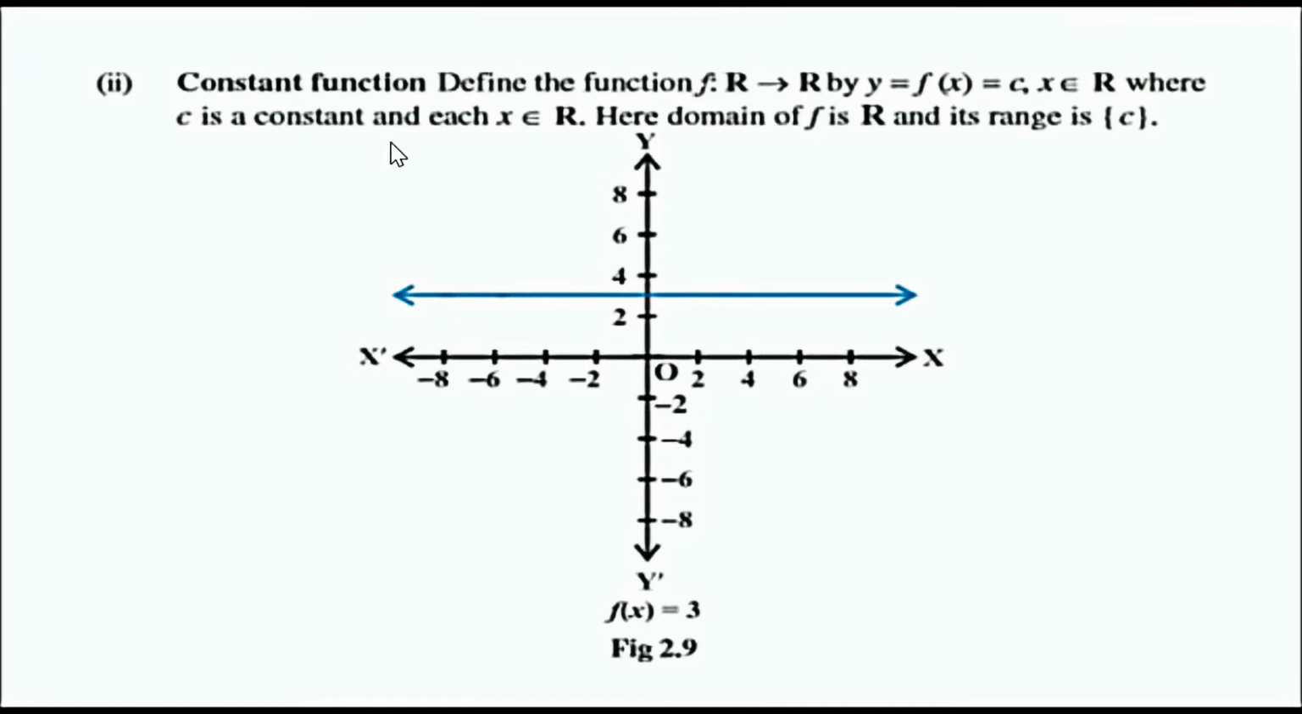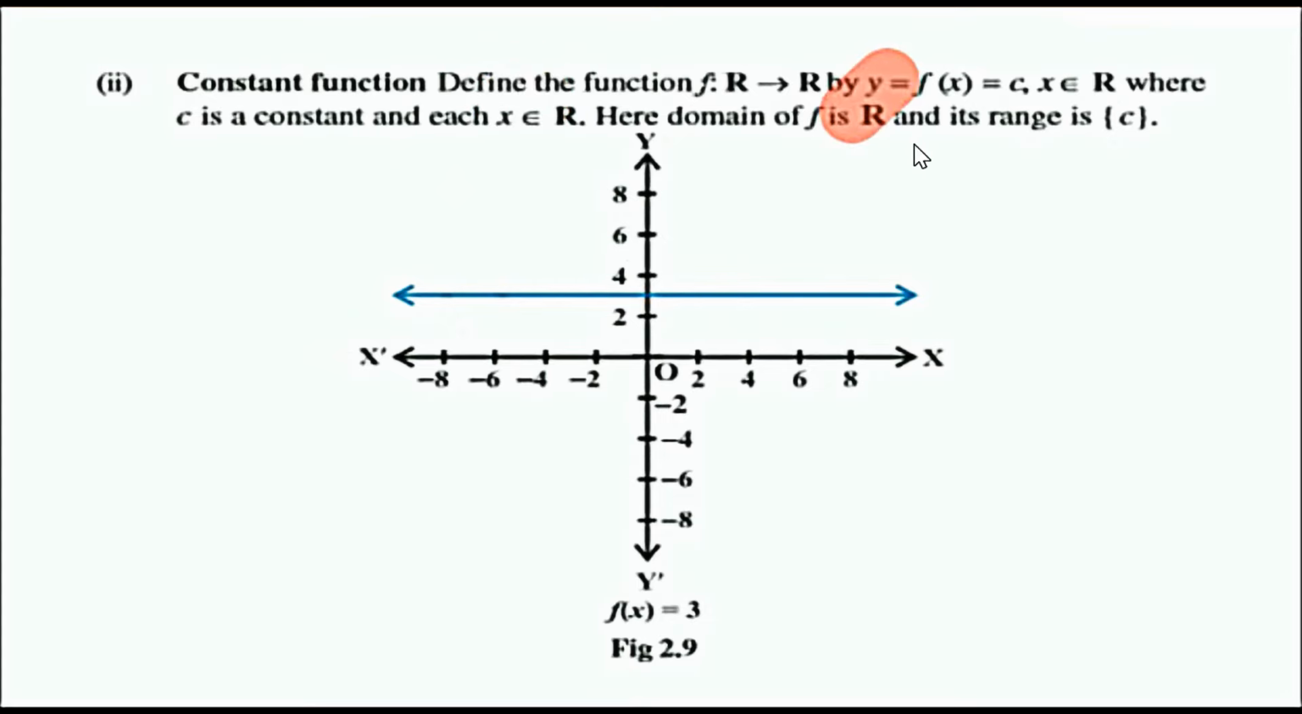The next is the constant function. The constant function is what? y is going to assume a constant value. It will not be dependent on x. You give whatever value to x, it will point to a constant value. So we define a function f from R to R, y is equal to f(x), where f(x) is equal to c. So c is a constant, and for all x that belongs to R, you're going to get finally y.